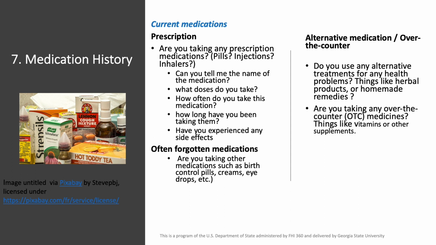And then you will ask them about any alternative medication or over-the-counter medication they are taking. Simple question again. Do you use any alternative treatment for any health problems? And then you can again make suggestions like herbal products or homemade remedies, and then listen to the client's answer. Or you can ask, are you taking any over-the-counter medicine? Things like vitamins or other supplements.